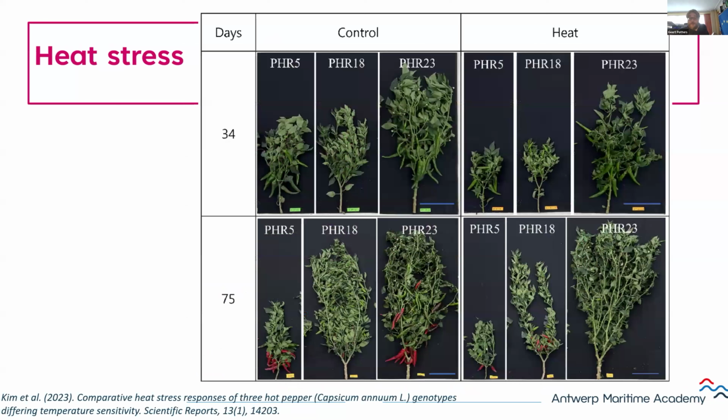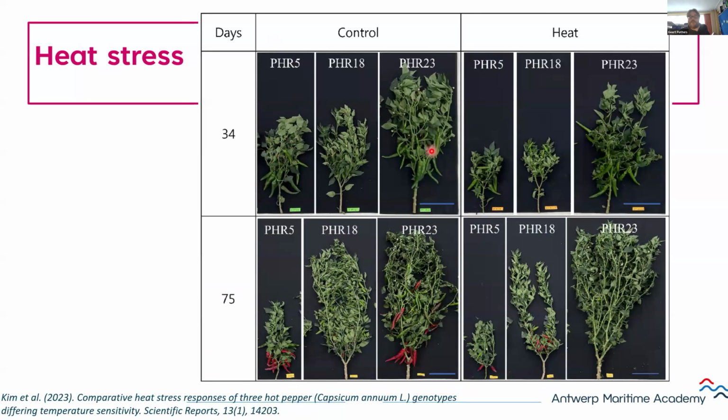Another effect is temperature. You see here that you have three different varieties of hot pepper plants, Capsicum annuum. These are control levels after 34 days. And here after 75 days, even the small one already bears fruit. Also, this one already bears fruit.